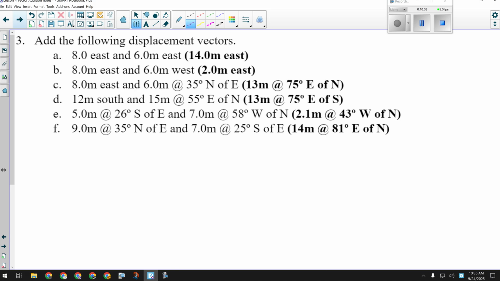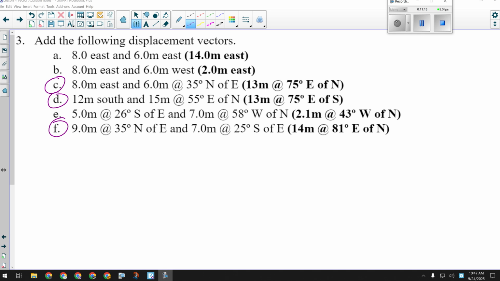Question number 3 on that sheet. I would like you guys to do 3 C and D. Those are both exam level, where one is straight along a compass direction and one is angled. And I would like you to do F, just because that's a trickier diagram, and I want you to be able to practice trickier diagrams. So let's start with those 3 for right now, and then we'll go through them together, one at a time, in a few minutes.